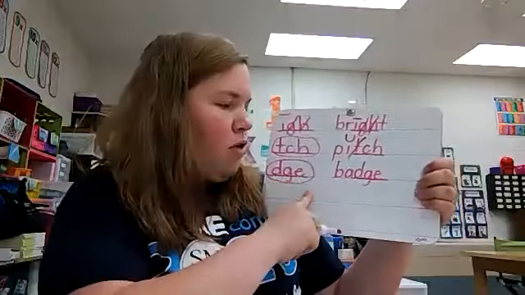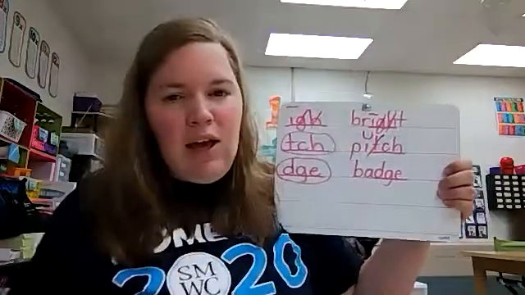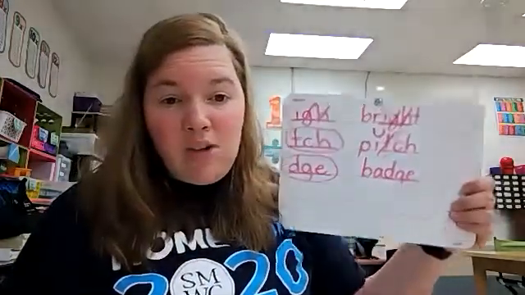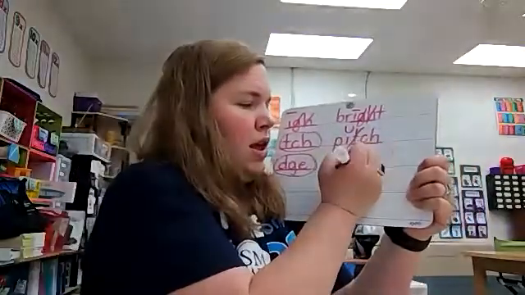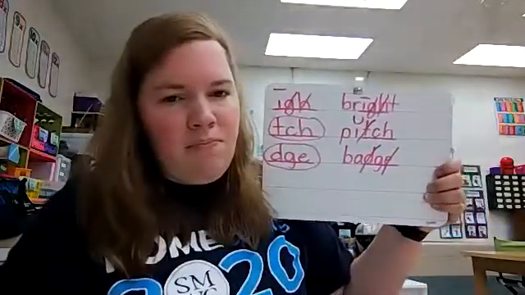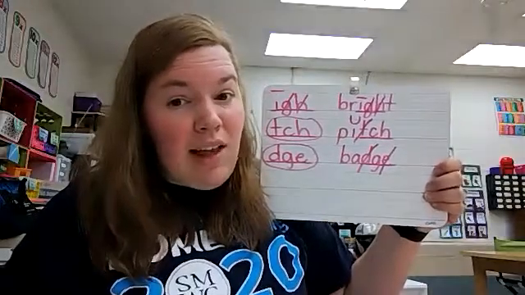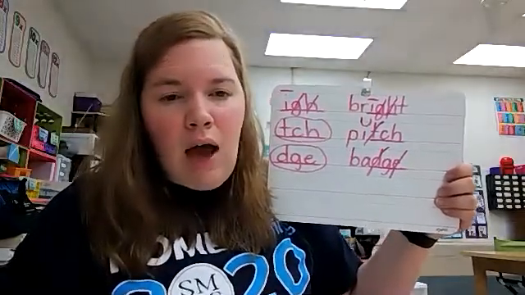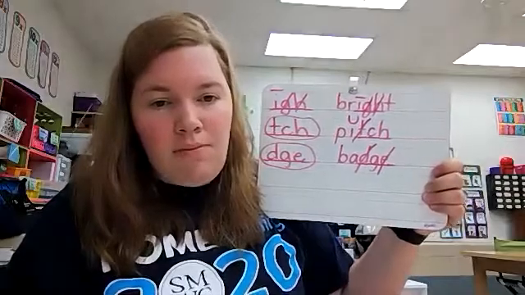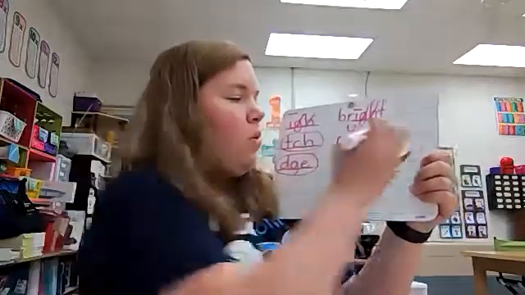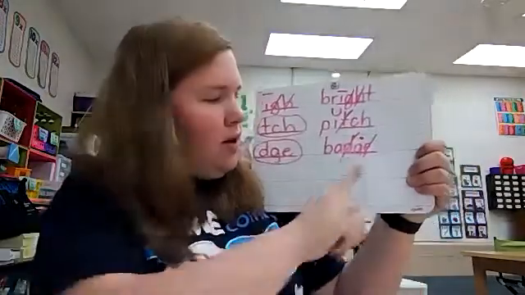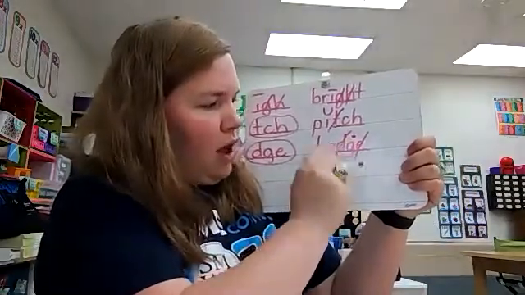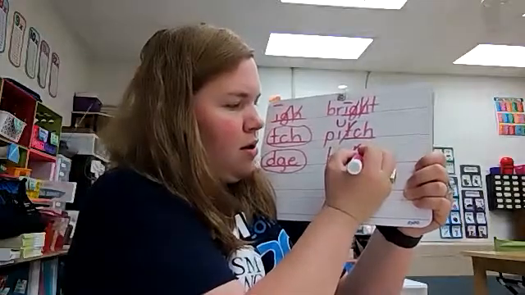And for trigraph DGE, this one is a tricky one. We actually want it to say j. So the D and E are silent. G usually says g. How do we make it say j? We put a dot above it. This is soft G. See, now it kind of looks like a J. You can see a hidden J here.